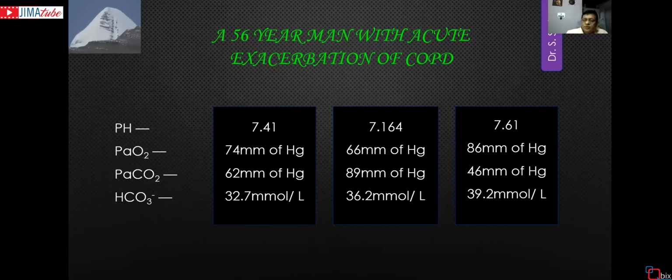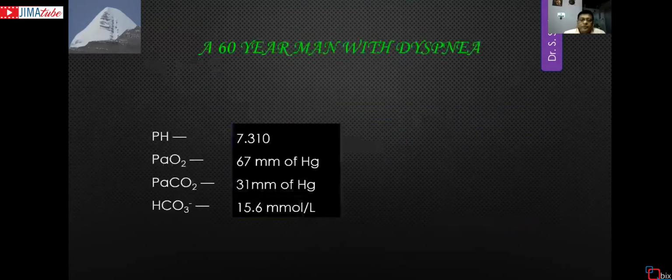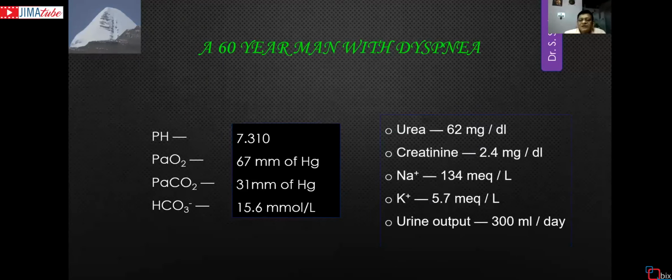And this is a common event. Now going to the metabolic acid-base disturbance part. Now this is a 60-year-old man with dyspnea, and ABG shows there is acidosis and bicarbonate is less, so it is metabolic acidosis. And additional data show that it is uremic acidosis.